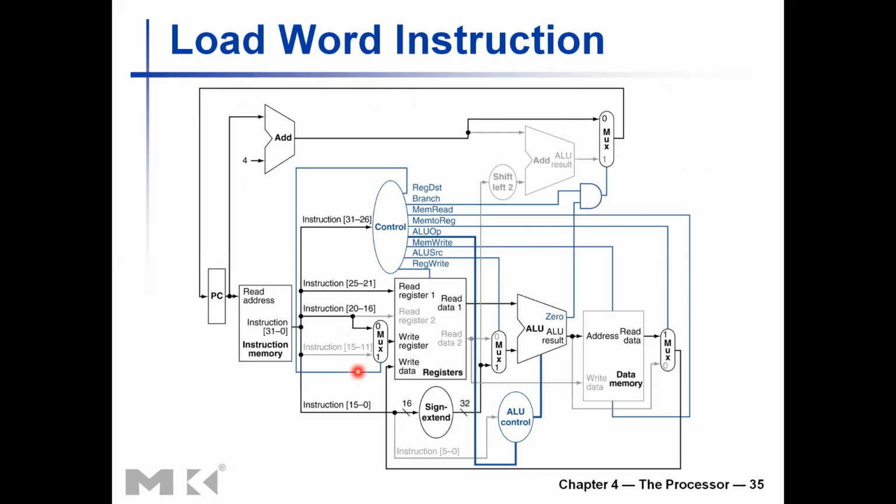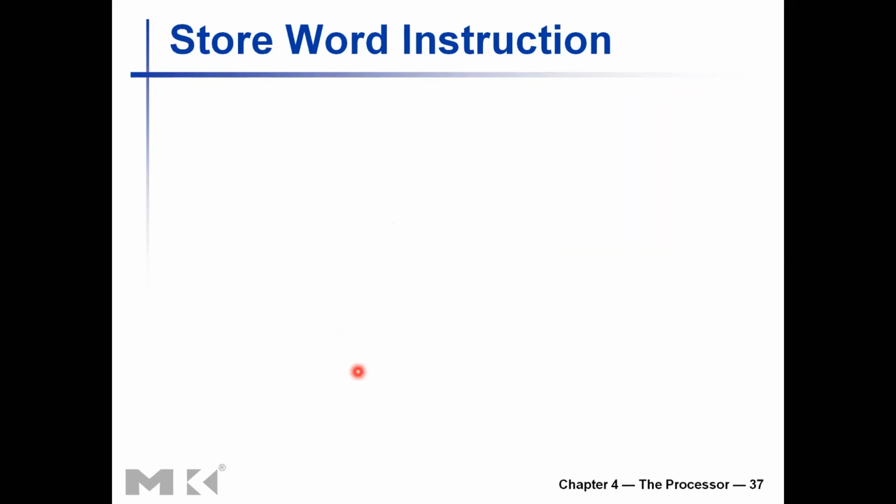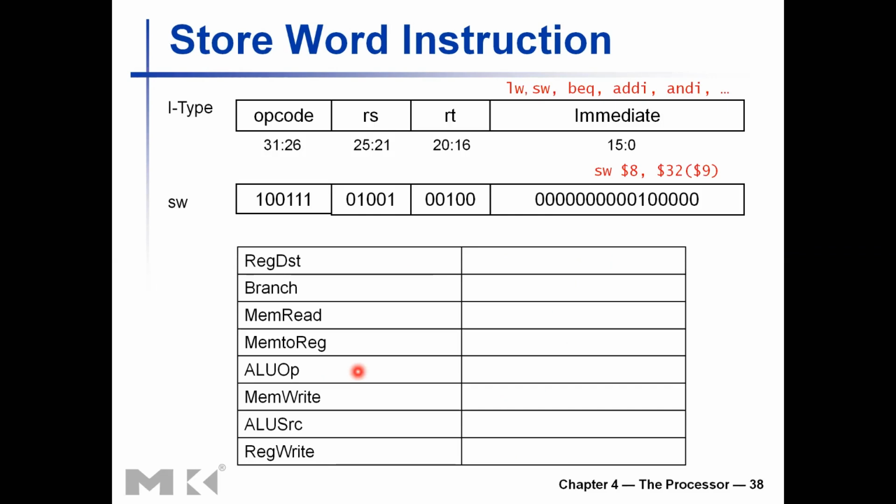Because the destination register is RT, the bits for that register are 16 to 20. Yes, but that is for the load word instruction. We are talking about a store word instruction. Do we have a destination register in a store word instruction?